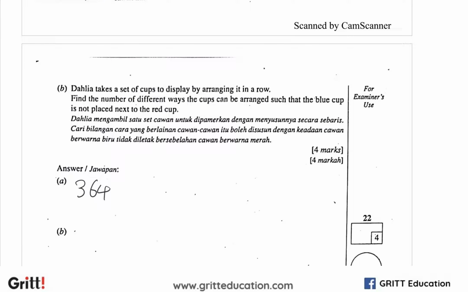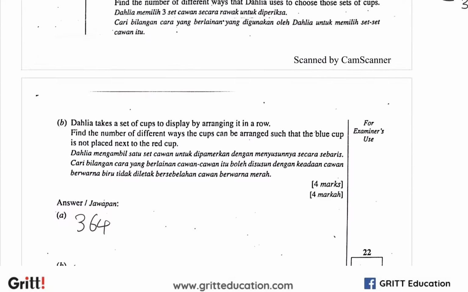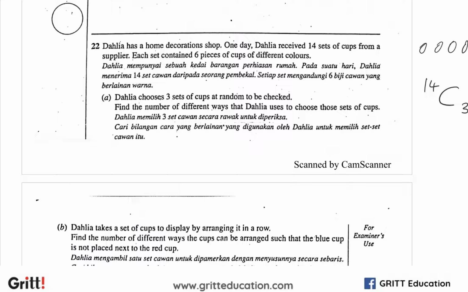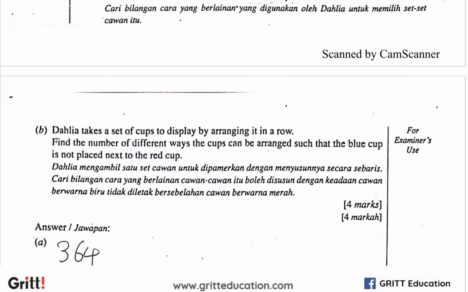B is this. Dahlia takes a set of cups to display by arranging it in a row. Find the number of different ways the cups can be arranged such that the blue cup is not placed next to the red cup. Now, earlier it pointed out that each set contains 6 pieces of cups of different colors. But in this part, they only mentioned that there is blue and red. So it means that there are 4 other colors that are not known to us, but we know that these 4 colors are different. They're unique, and they're also not blue and red.